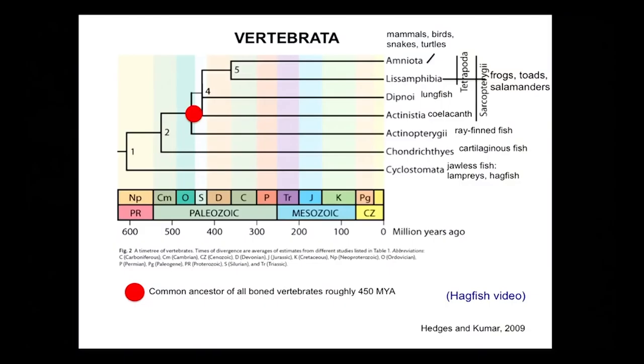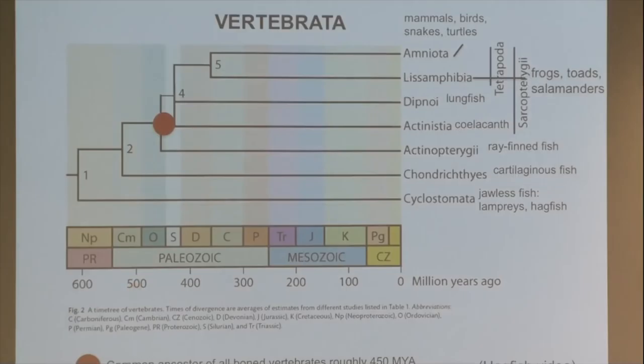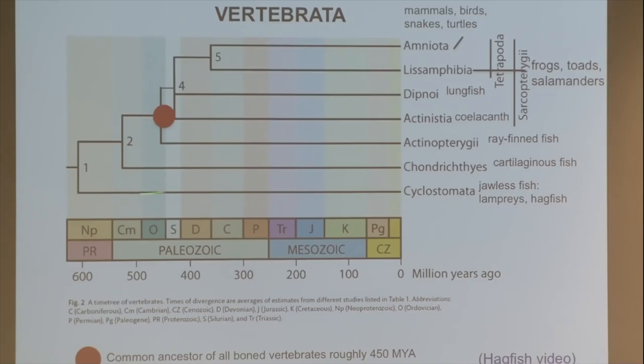So this point here is where the other chart kind of branched off. And if we start with the earliest things again, the earliest ones, so the most common ancestor back here, is something called cyclostomata. And those are things like jawless fish. So things like lamprey and hagfish.